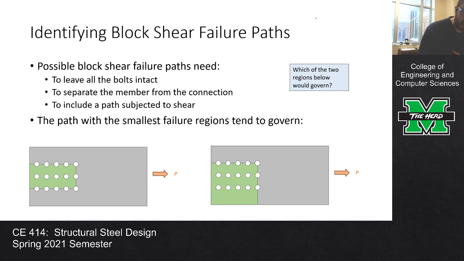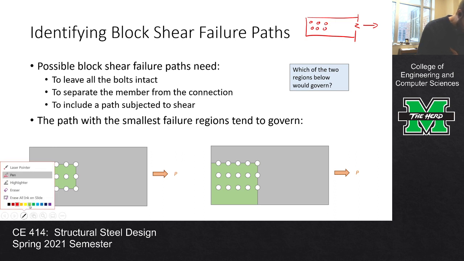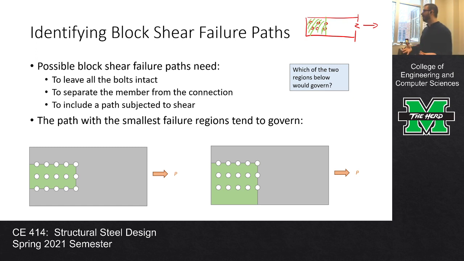In other words, if you had a member like this and you had bolts, somebody might say, well, wait a minute, Dr. Mike, why don't we just consider this path? Like, what about that? Why can't we do that? Well, that path doesn't have anything associated with shear. That's just a tensile failure. That has nothing to do with block shear. That's just net section fracture. So there's no block failure where there's a shear component. There has to be a shear component. So you have to have a member inside the member. So we have to leave all the bolts intact, and we have to separate the member from the connection.